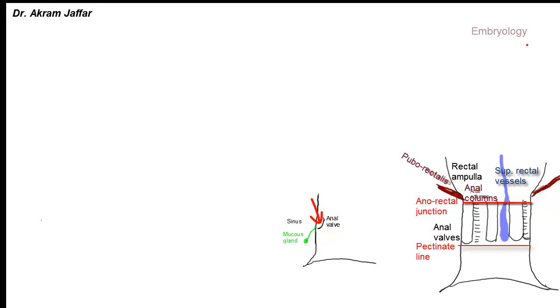Now let's deal with the embryological origin of the pectinate line, because this will help us understand better the differences between the upper and lower part of the anal canal. The upper part of the anal canal is the terminal part of the hindgut, so it is of endodermal origin. Proliferation of ectoderm closes the caudal part of the anal canal. So the caudal part of the anal canal originates in the ectoderm.